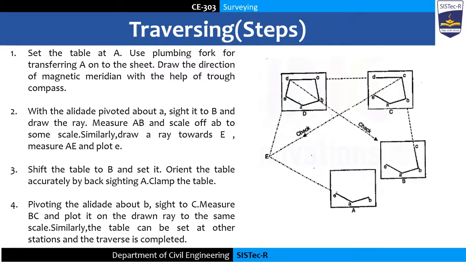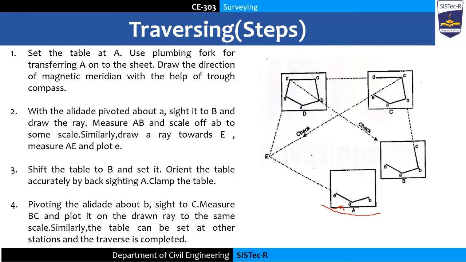Now we will see how traversing is done. The first step is to set the table at A. Use a plumbing fork for transferring A onto the sheet. Draw the direction of the magnetic meridian with the help of a rough compass. So first we set the table at A, and for orientation purposes we have drawn the direction of the magnetic meridian, or marked the direction of north, using a rough compass.